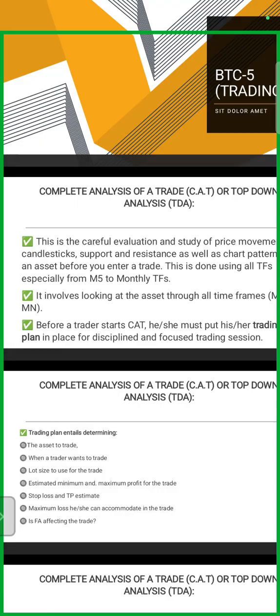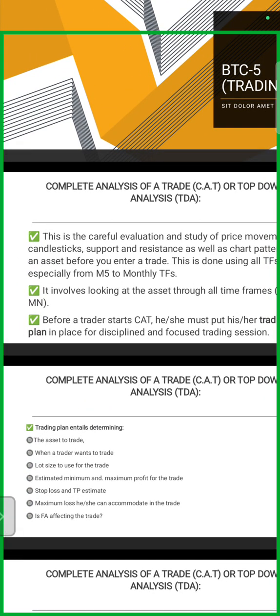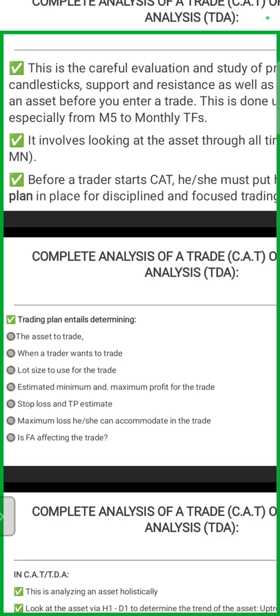So before a trader starts complete analysis of a trade, he or she must put his or her trading plan in place for a disciplined and focused trading session. Very important. So what are the components of your trading plan? It entails the asset to trade. So you must be able to know, okay, this is the asset I want to trade. So you don't trade just all the assets.